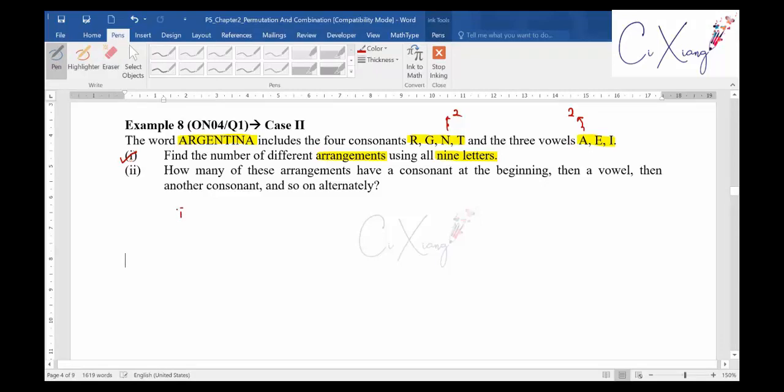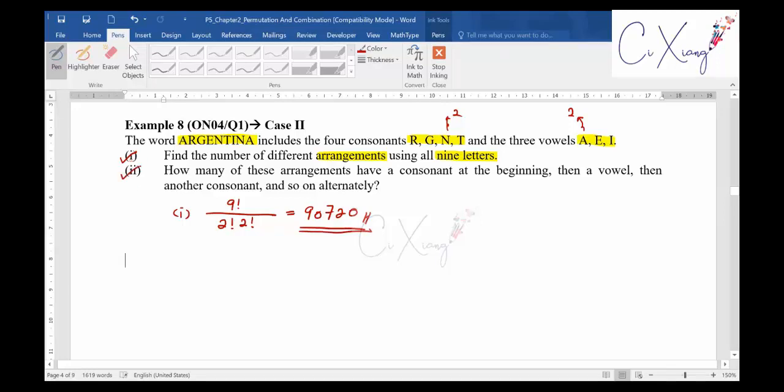Okay, so now you want to arrange 9 letters. So 9 factorial. How many repeated letters are there? You have 2 N and also 2 A. So you have to divide it by 2 factorial and 2 factorial. Then this is the way that you get the answer.